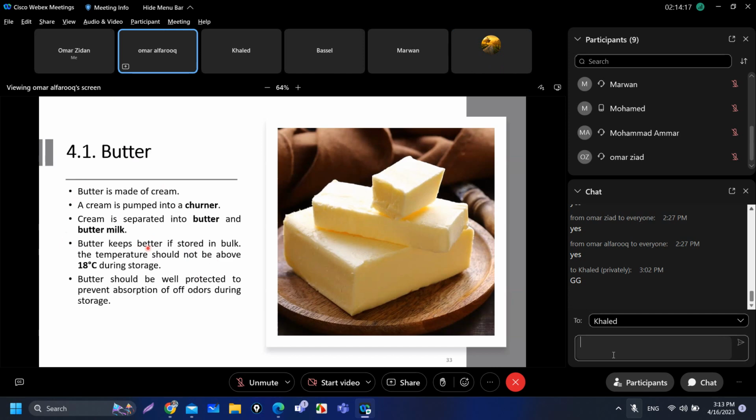Okay, then we can separate the cream into butter and buttermilk. Butter is generally stored at a temperature of 18 degrees Celsius. The butter should be well protected to prevent absorption of odors, because butter easily absorbs odors from the atmosphere, so we need to protect it well from that.